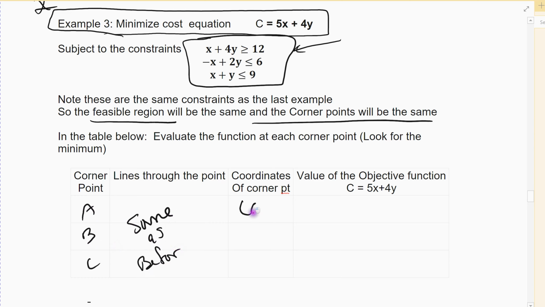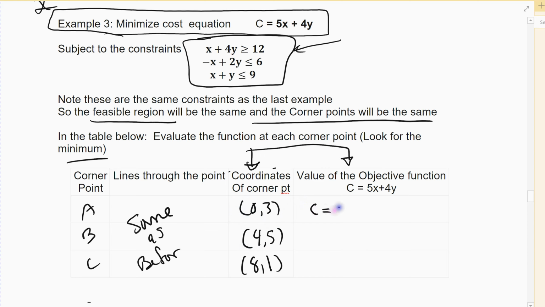The corner points were 0, 3, 4, 5, and 8, 1. This time we want to find the minimum cost. And so these are our possible places where we can get a minimum. And what you do is, you take them in. The only new part is what we're looking for, minimum cost. And again, minimum is typically the case with the 0. Not always, but you need to test it. All right, so we're going to plug into this new objective.